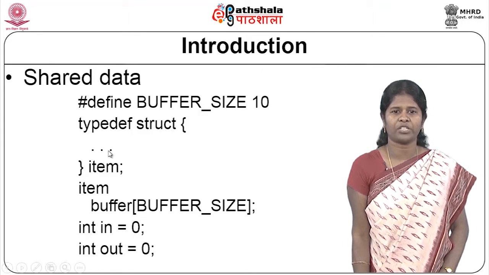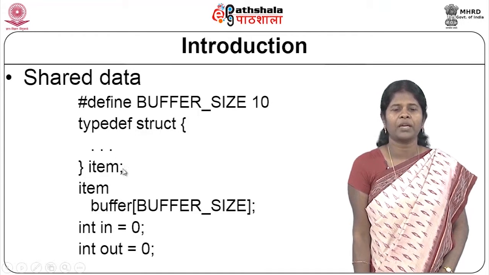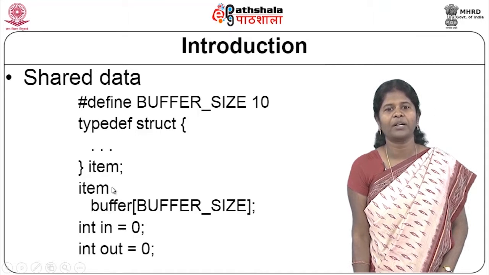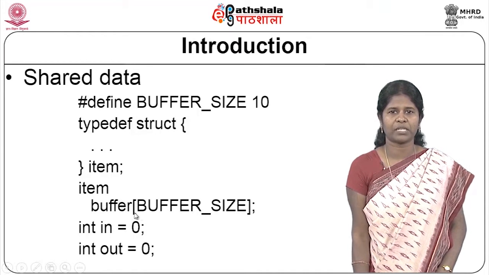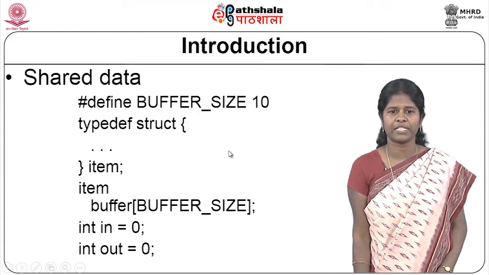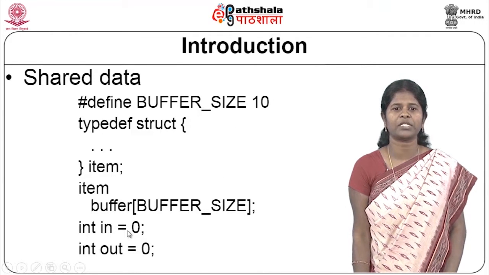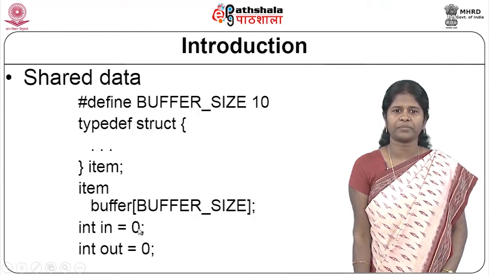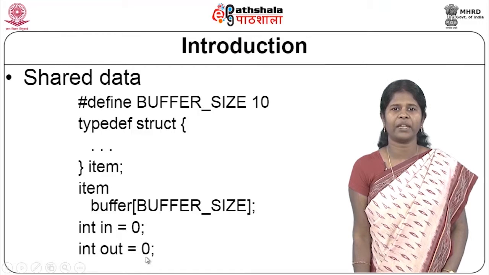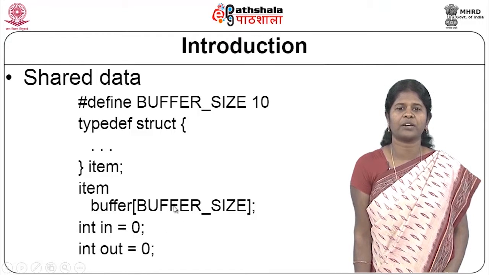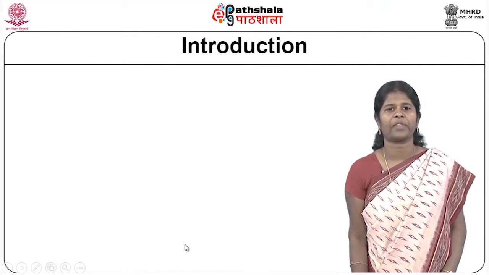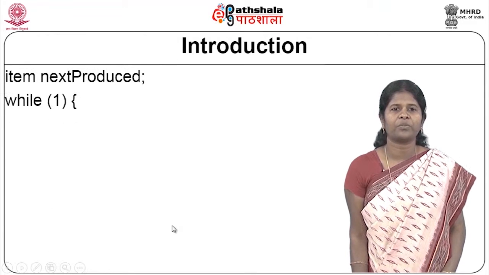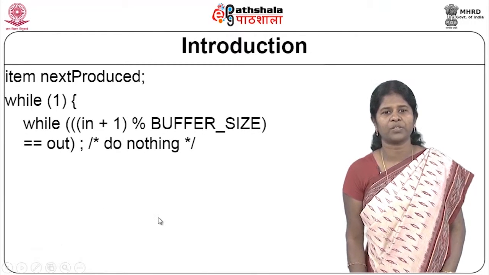You have shared data, you have an item and you have a buffer in which items can be placed. The size of the buffer is some buffer size, defined as 10. And you have two pointers, in and out, which are initialized to 0. So, initially in and out point to the same location, equal to 0, and then the producer produces items and places them into the buffer.